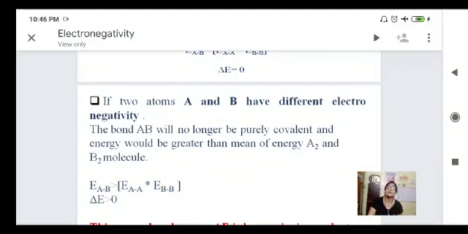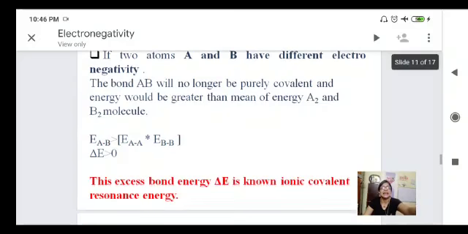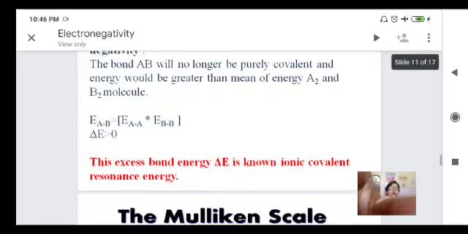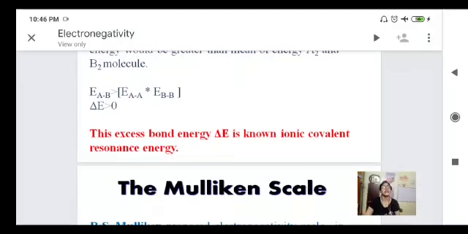So, the bond AB will no longer be a purely covalent bond and its energy would be greater than the mean of the energy of A2 and B2 molecules. That is, the bond energy EAB is greater than EAA plus EBB by 2, that is, delta E is greater than 0. This excess bond energy delta E is known as ionic covalent resonance energy. I repeat, this extra energy, delta E greater than 0, not equal to 0, and how much it is greater than 0, that extra bond energy, is known as ionic covalent resonance energy.